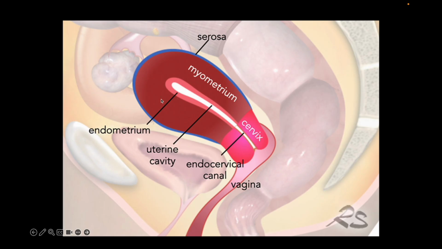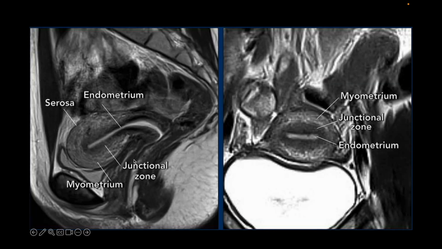The junctional zone is between the endometrium and myometrium, which you can see on MRI. This is that MRI. You've got the endometrium, which is this bright area here. You've got the myometrium, which is the outside, the big muscular area, and the zone between the two, which is darker, is the junctional zone, and then this dark band around the uterus is your serosa. This is the sagittal, this is the axial of the same thing.